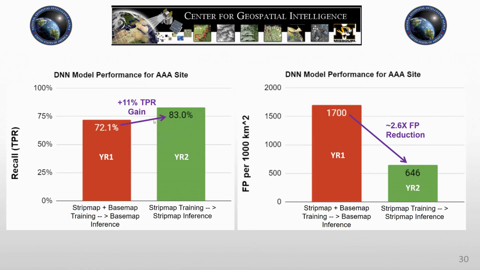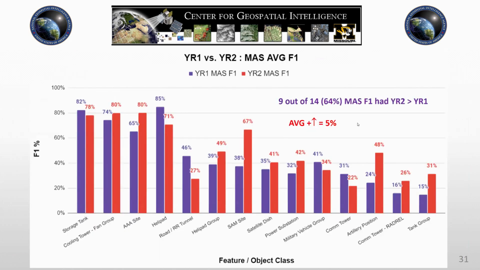So this is looking at AAA sites specifically. In year 2, compared to year 1, we had an 11% gain in the recall, or the true positive rate, and we had almost a 2.5 times reduction in the amount of false positives per unit area in year 2 versus year 1. And so that's where you're seeing the 2.5 or 3 times improvement in the overall search speeds, or search times, for the year 2 searches.